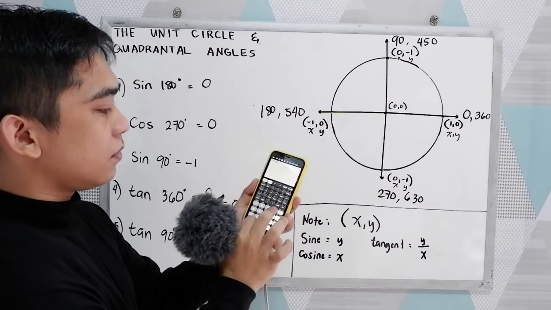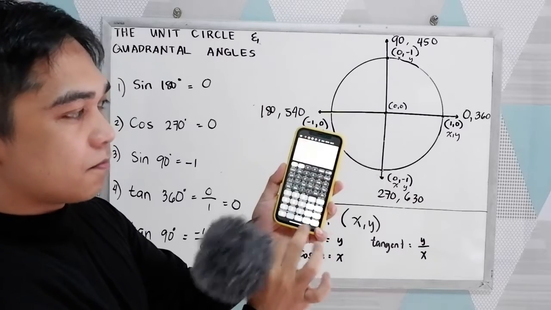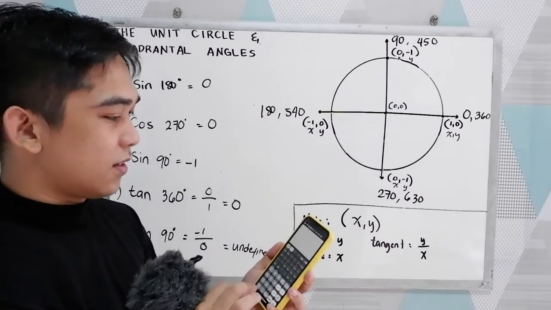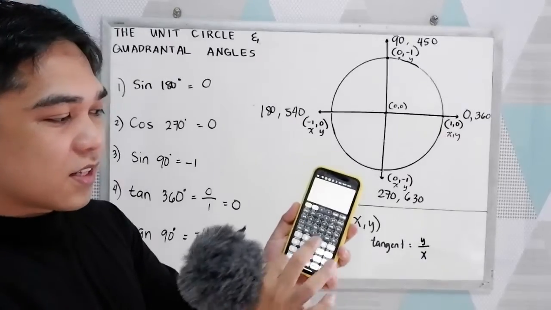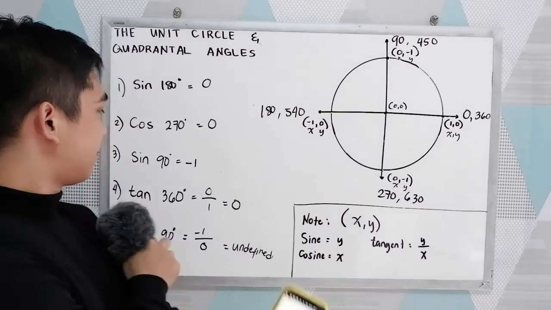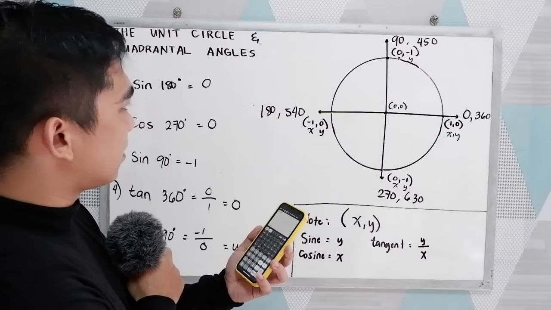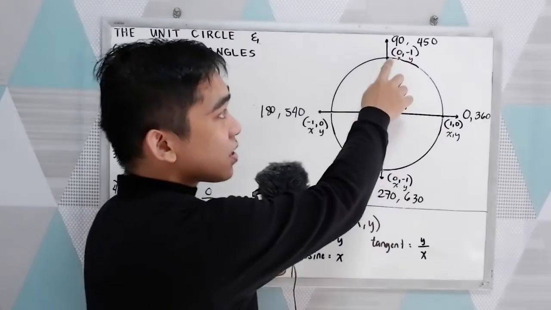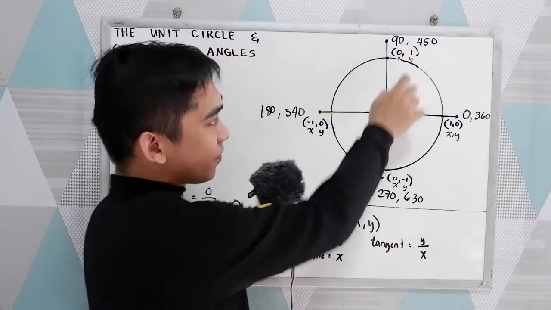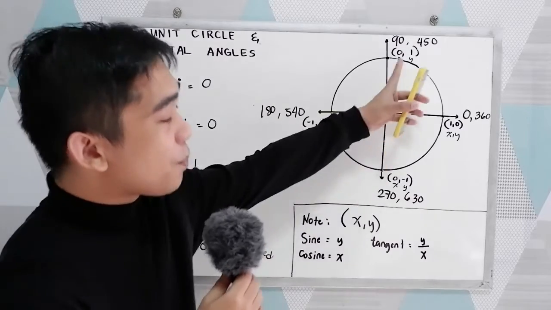Next, cosine 270, that is 0. Sine 90, that is 1. Oh, I'm sorry for this. This is located in our, this must be positive 1. So this must be positive 1. Okay. So 0, positive 1.